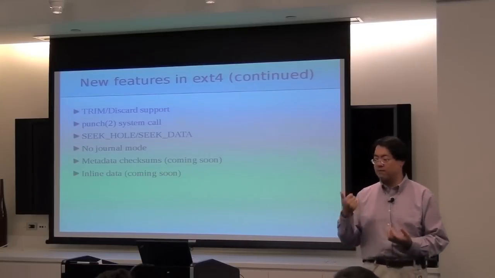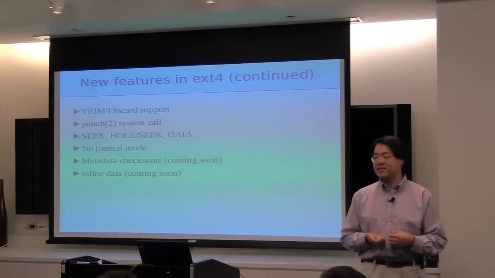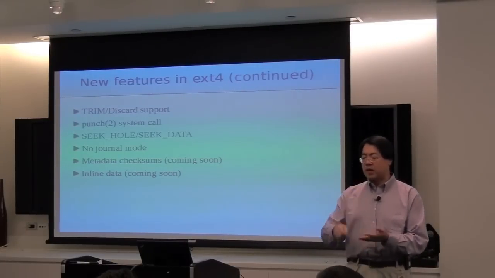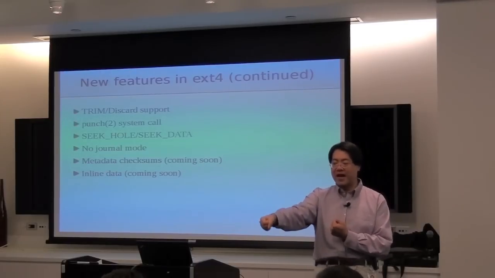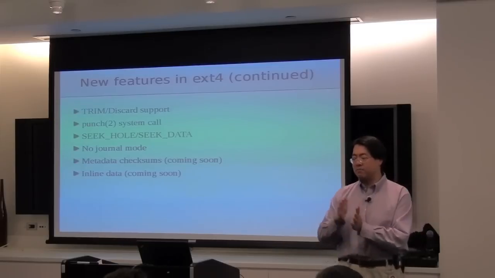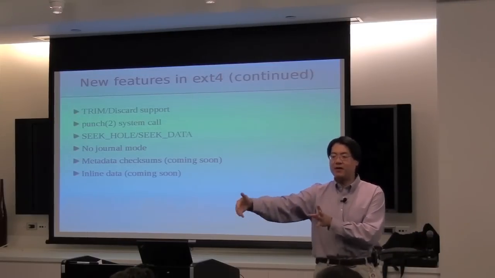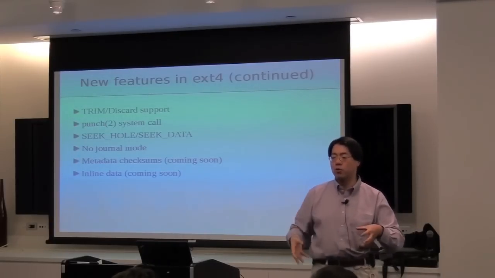And so there's a feature that we've just added to ext4, SEEK_HOLE and SEEK_DATA, which allows the copy command, when it detects a hole, to skip the unallocated blocks, and then it'll do a SEEK_DATA to find the end of the next set of data blocks. So you only have to copy the data blocks and skip the holes.